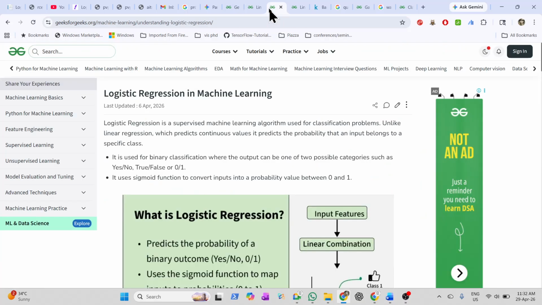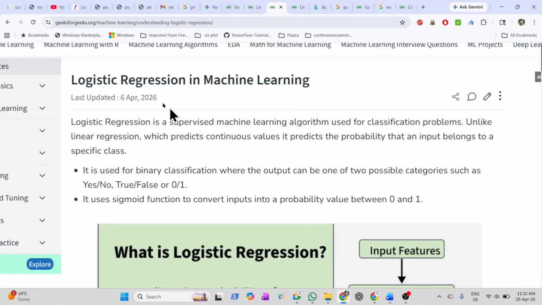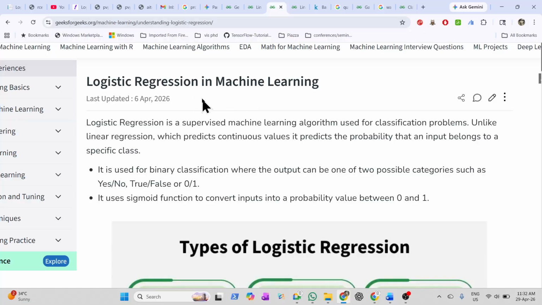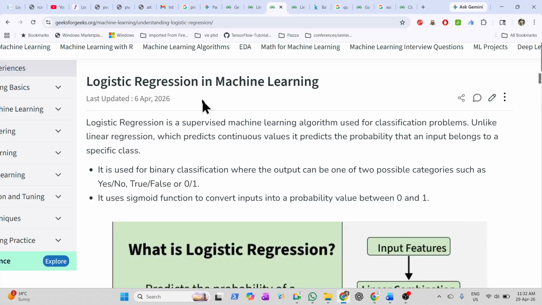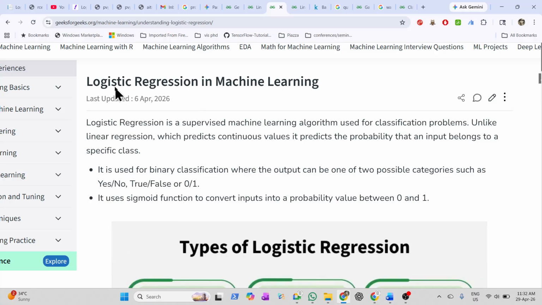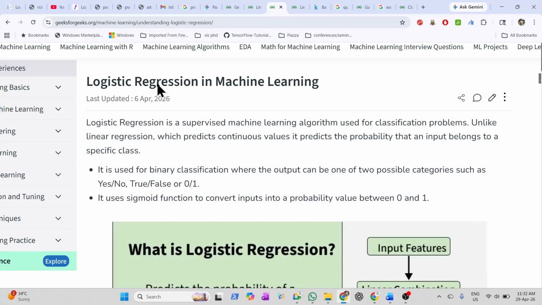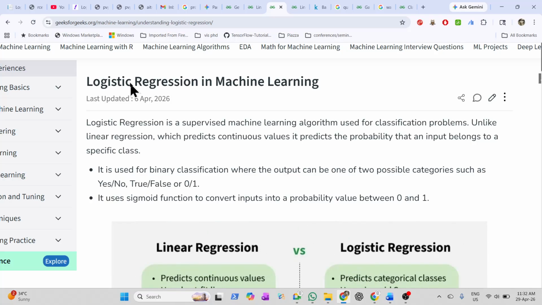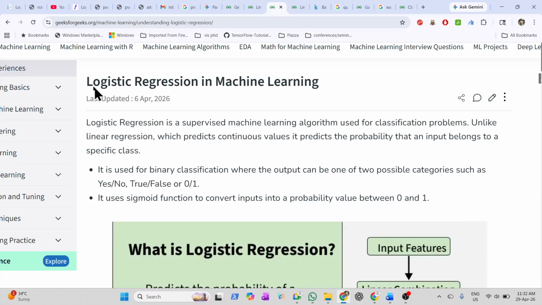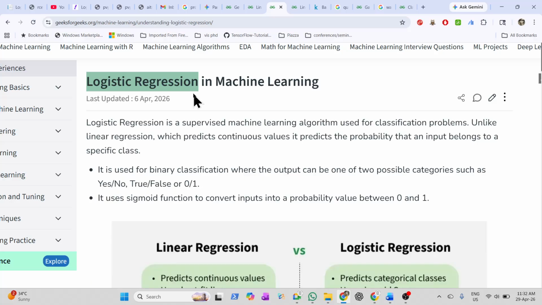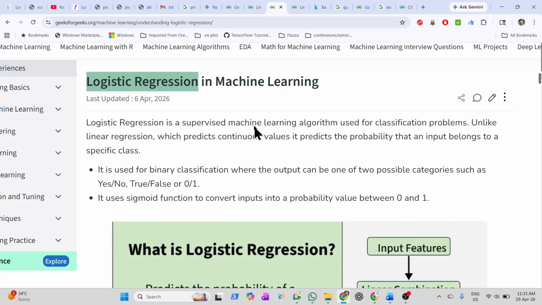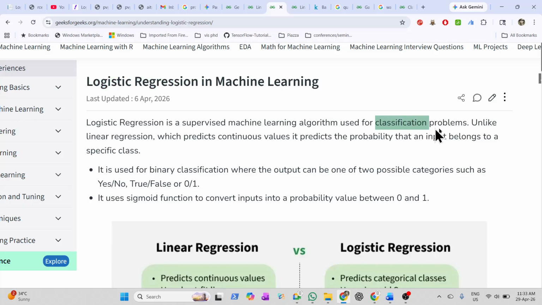Now you might think that logistic regression is a regression mechanism, which means it gives us a continuous numerical value. However, that is not the case. Though the name contains regression, it is a classification approach. It is not a regression approach, which means that logistic regression is a classifier. Logistic regression is a supervised machine learning algorithm used for classification problems.